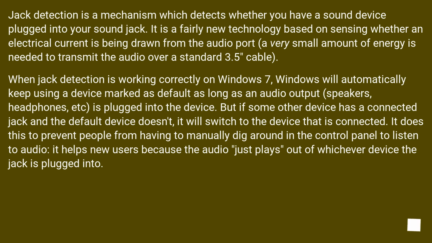When jack detection is working correctly on Windows 7, Windows will automatically keep using a device marked as default as long as an audio output, speakers, headphones, etc., is plugged into the device. But if some other device has a connected jack and the default device doesn't, it will switch to the device that is connected. It does this to prevent people from having to manually dig around in the control panel to listen to audio. It helps new users because the audio just plays out of whichever device the jack is plugged into.